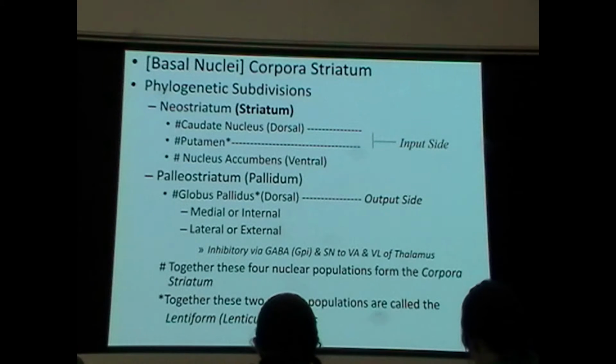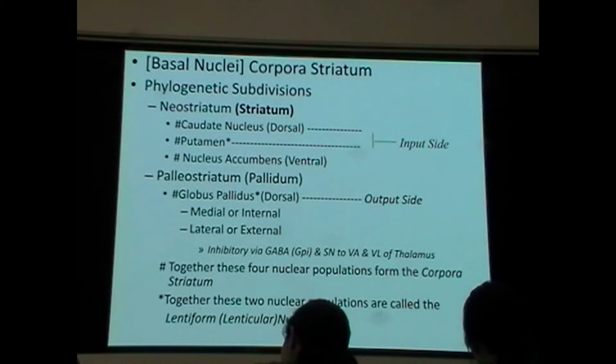Okay? And it's not an easy nucleus to find. It's in the ventral input side. Okay? Now, the paleostriatum, not quite as new, but not archy, not old. That is the globus pallidus, and that is the dorsal portion of the output side. Okay? The globus pallidus is the output side.